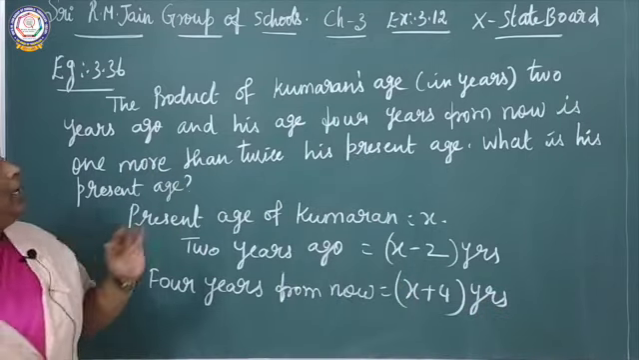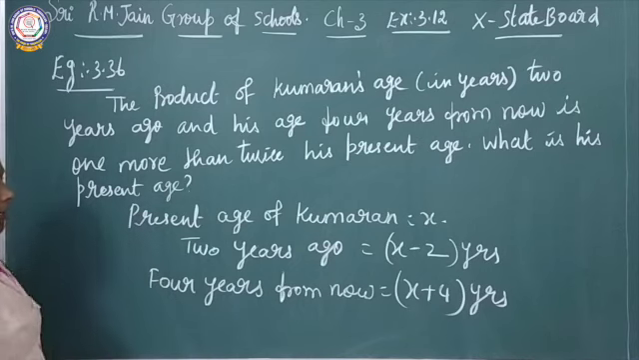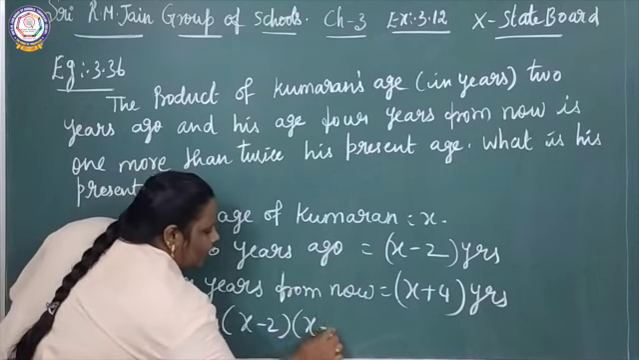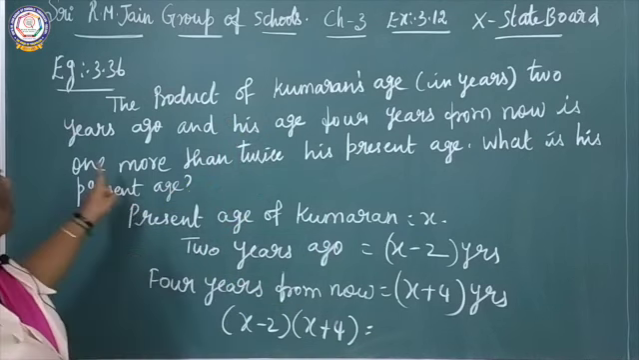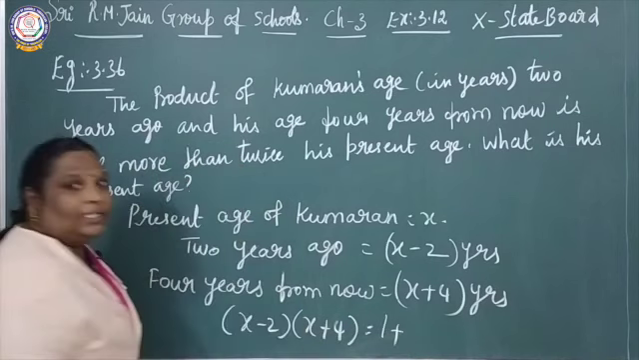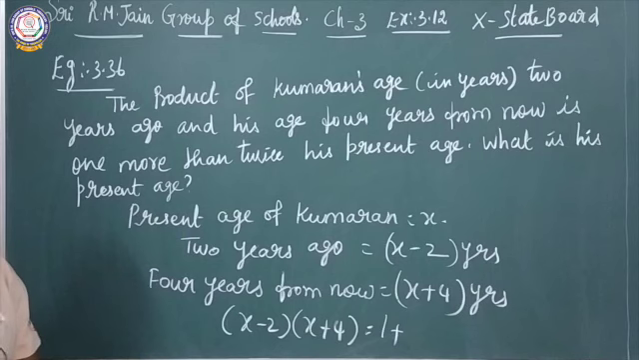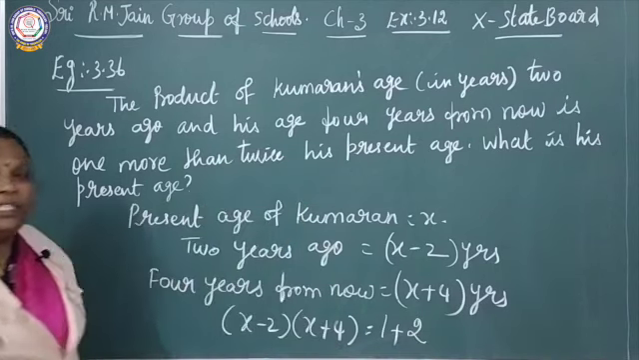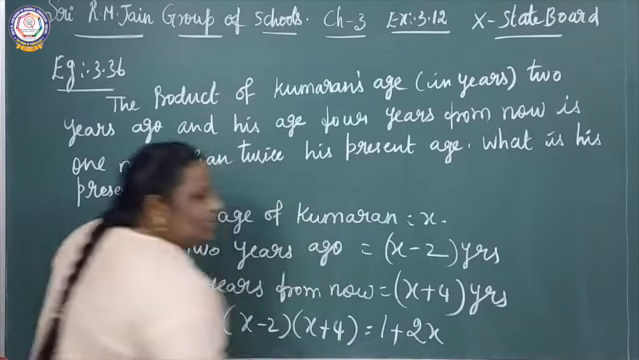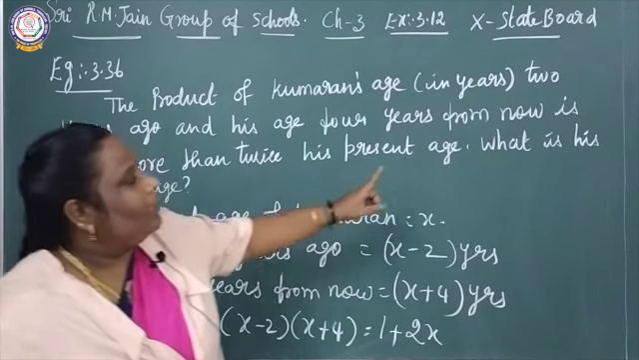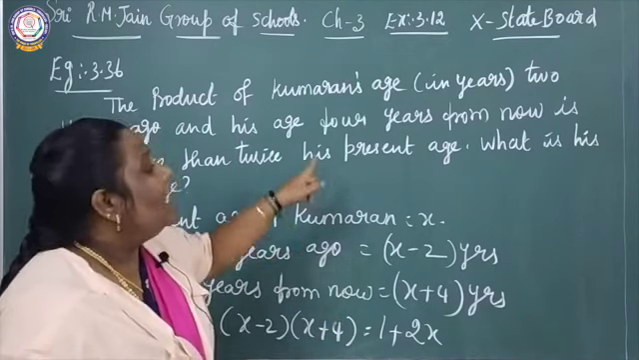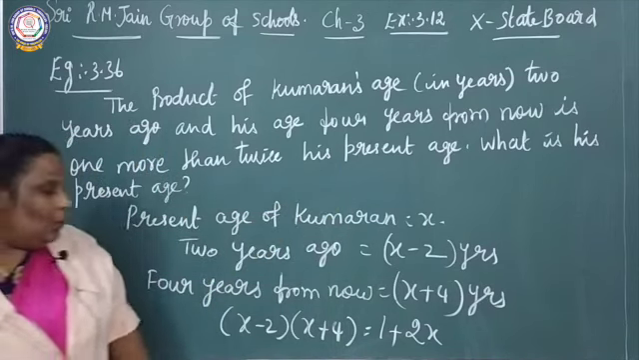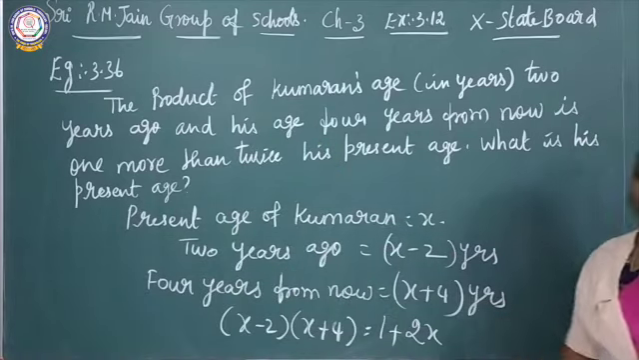What is the data given in the sum? The product of these two, 2 years ago and 4 years from now, is, generally, an algebraic expression equal to 1 more than twice his present age. 1 more than means 1 plus, and twice his present age means 2 times the present age. The present age is x, so twice his present age is 2x. Now you multiply these two terms.